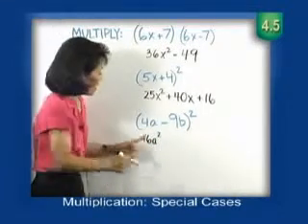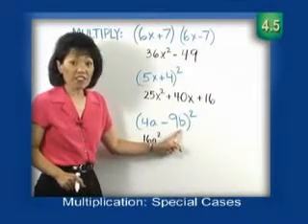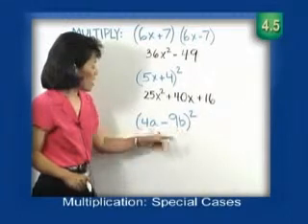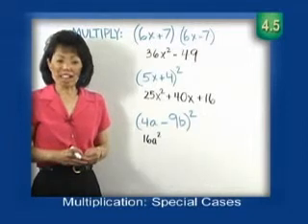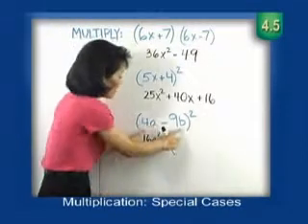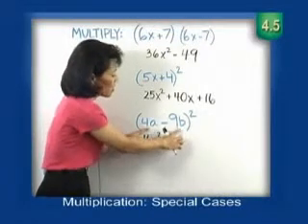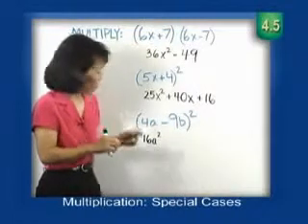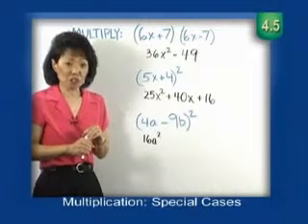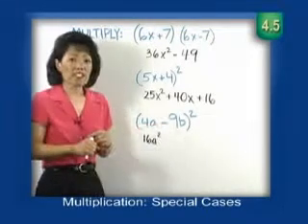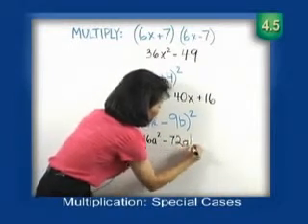Now the second one is we're going to multiply these two together, 4a times negative 9b, which gives me negative 36ab. Take that product and multiply that by 2. So I'll say it one more time because this is the hard part of this special product. 4a times negative 9b is negative 36ab. Take that product, multiply by 2. So negative 36 times 2 is negative 72, and then we have the ab.